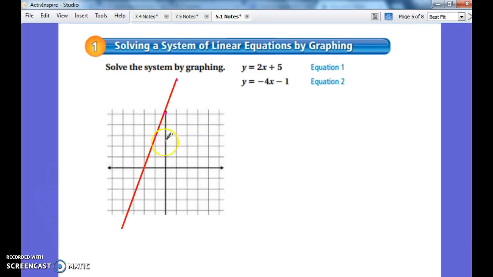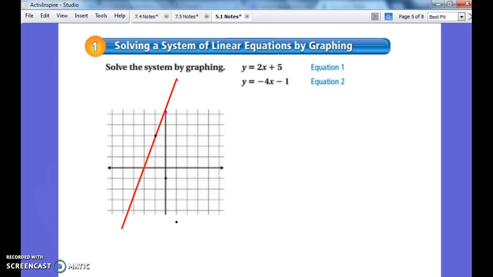I'm going to start at negative 1. That's my y-intercept. And my slope this time is negative 4 over 1. So I'm going to count down 1, 2, 3, 4, and over 1. It's about there. I could also assume that this is going to be 4 over negative 1, so that would be up 4. 1, 2, 3, 4, and over 1.